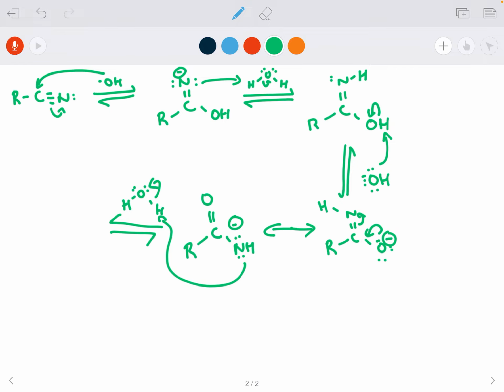So a simpler mechanism that has less steps when you do it in basic conditions. So that's an advantage of it, but then the advantage of the acidic conditions is you don't have to use any strong base.